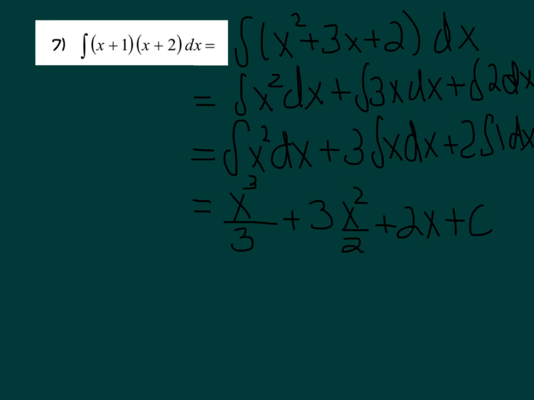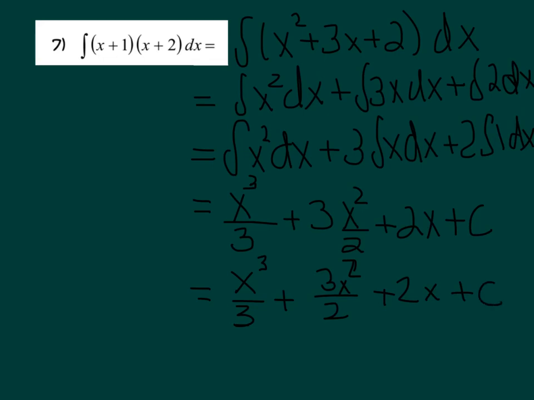Do we have to simplify something? No, we have positive exponents. We don't have rational exponents. So all we can do is to rewrite this as x cubed over 3 plus 3x squared over 2 plus 2x plus c.